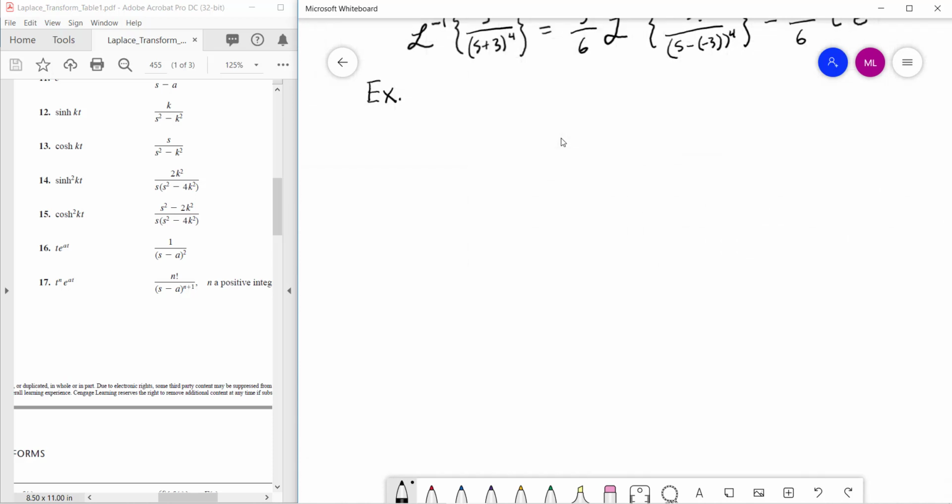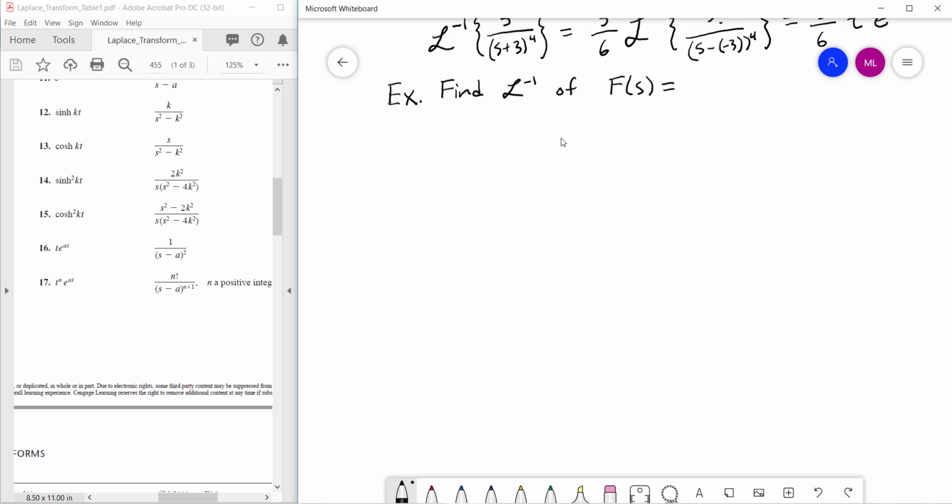So let's say in this next one, we want to find the inverse Laplace transform of F of s equal to, let's try this one, (s plus 1) over (s squared plus 2s plus 5).